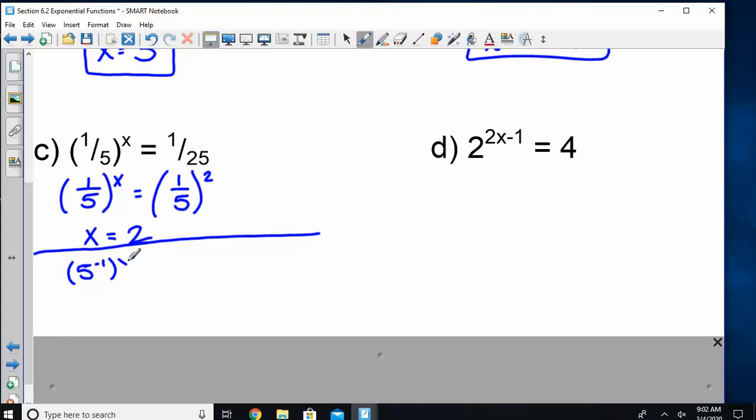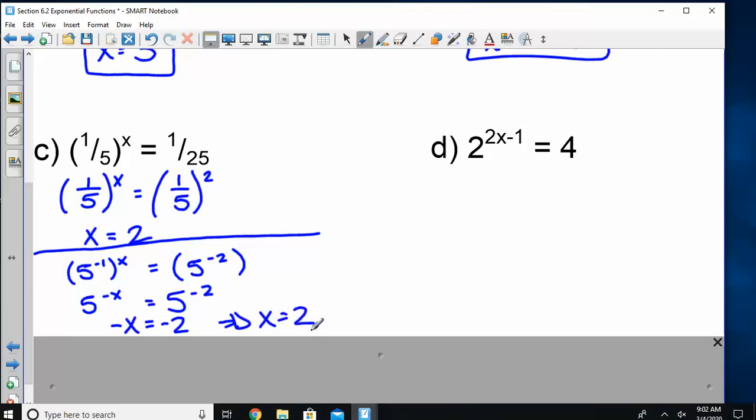So I have some people that always like to rewrite it. We know 25 is 5 squared, so since it was on the bottom, it would be a -2. So you get 5 to the negative x equals 5 to the negative 2. Negative x equals negative 2. And x is 2. That was probably a little more work, but if you really freak out with fractions, you can always flip them just by making your exponent negative.